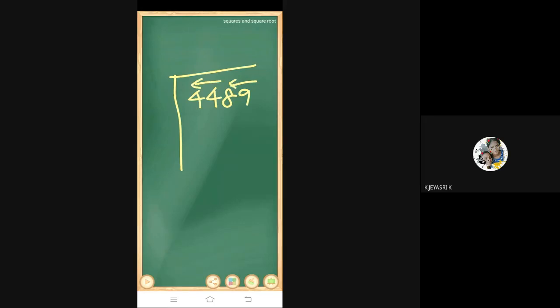Two numbers. Now, 44, whether it's a perfect square or not, you have to check. 5 fives are 25, no. 6 sixes are 36, ma'am. 7 sevens are 49, which is greater than 44. So let us write 6. 6 sixes are 36. So balance how much? 8. This becomes 14.